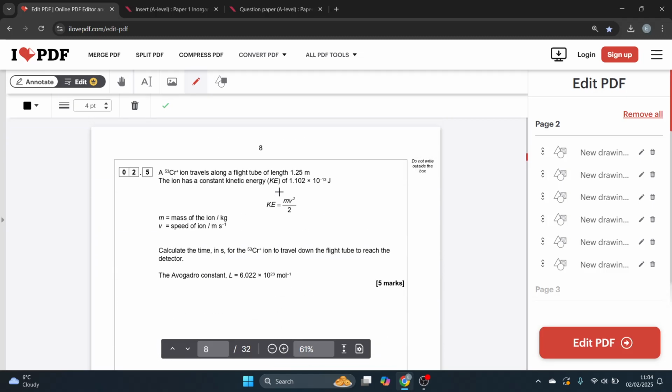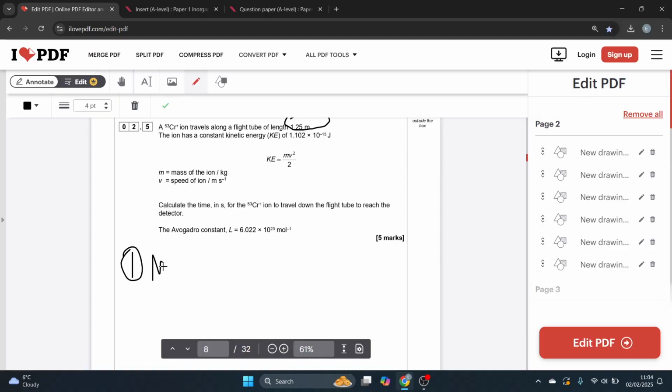Question 2.5: calculate the time for a 53Cr+ ion to travel down the flight tube to reach the detector. Basically, because I know velocity is distance divided by time, time is distance divided by velocity. I've got the length of the flight tube. I need to find velocity, and in order to find velocity I need the mass. So that's what I'm going to have to do: find out the mass of the ion.